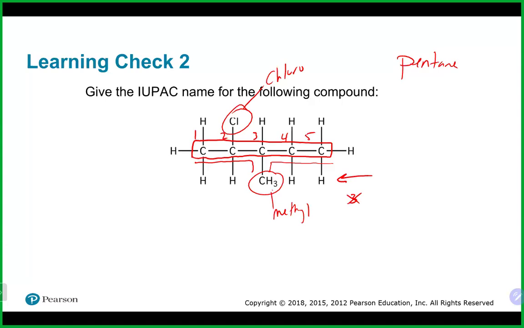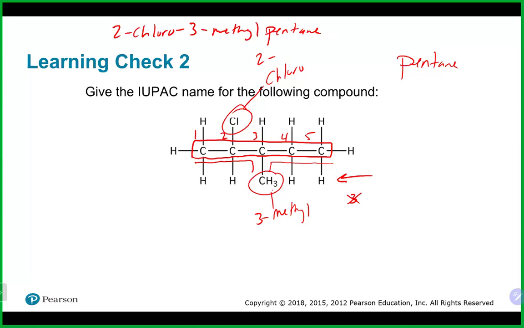So because of that, we do have a 2-chloro and a 3-methyl. Again, alphabetical, C before M, would give us 2-chloro-3-methyl, and then slap a little pentane at the end of it. There it is. Any questions on that name? Okay.